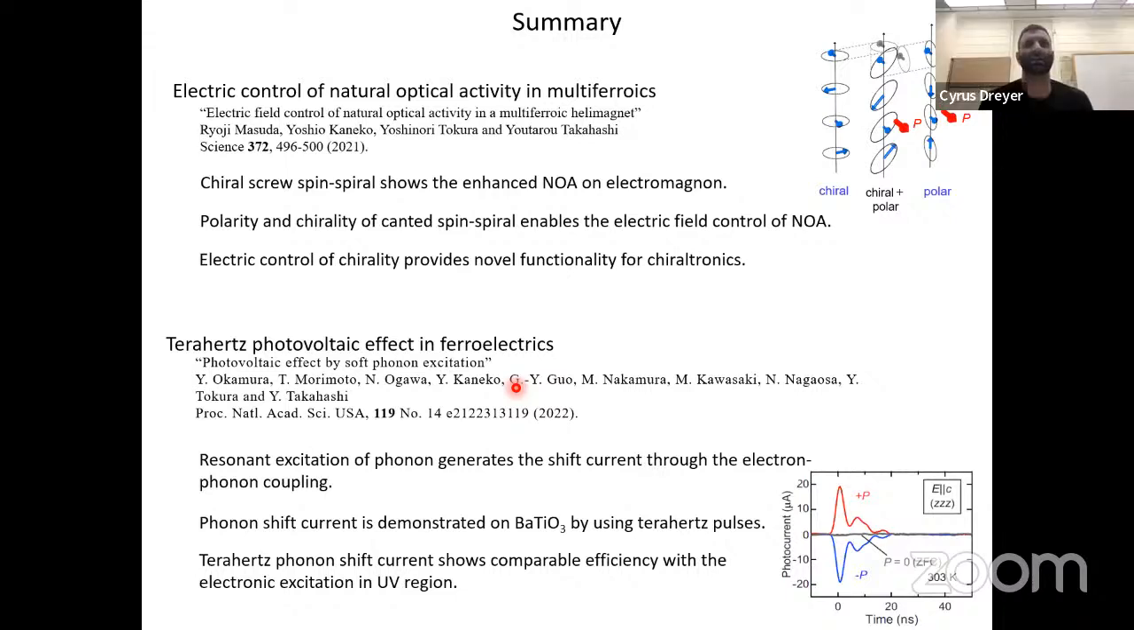Sure. Yeah, I had a couple of questions. Very, very interesting talk. My first question was on the phonon bulk photovoltaic effect. I didn't quite understand what the mechanism was. Is it just the fact that you're driving a polar phonon, or does the phonon need to be chiral or something like that?